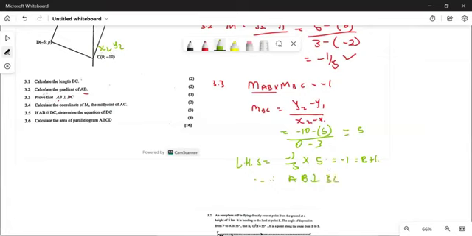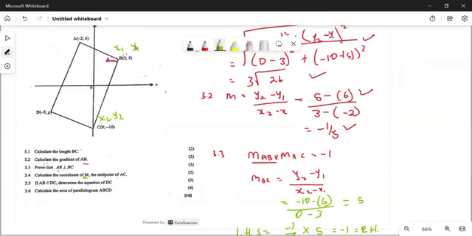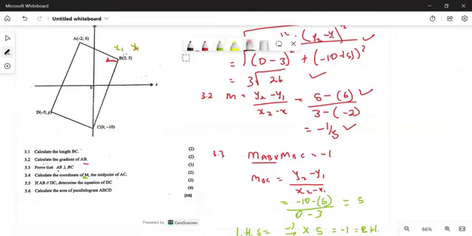Okay, we are still moving on again. They say calculate the coordinates of M, which is the midpoint of AC again. Let's go to AC. So we have A, and then we have C. They want us to get the midpoint of this one. So we can draw a diagonal here. Okay, we have M in the middle here.